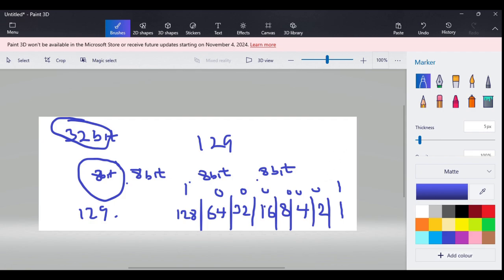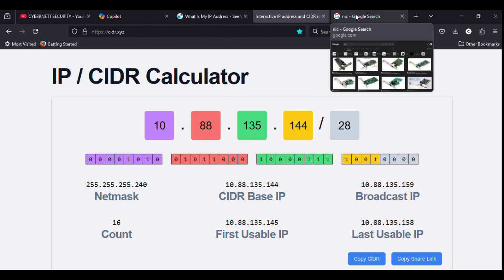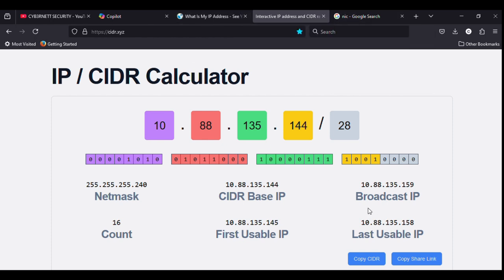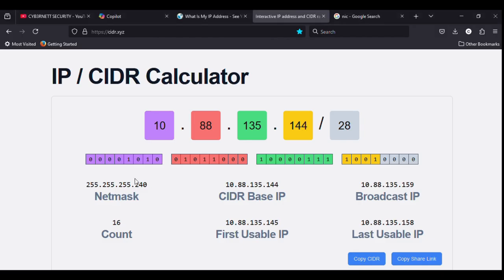So now when you come back to this page, we can see that we have the second and the fourth bits on. When these two bits are on, let's go back to our notepad. You can see the second bit is 2 and the fourth bit is 8. When you add 8 plus 2, that's when you have 10. That is why we can see 10 in this particular octet.